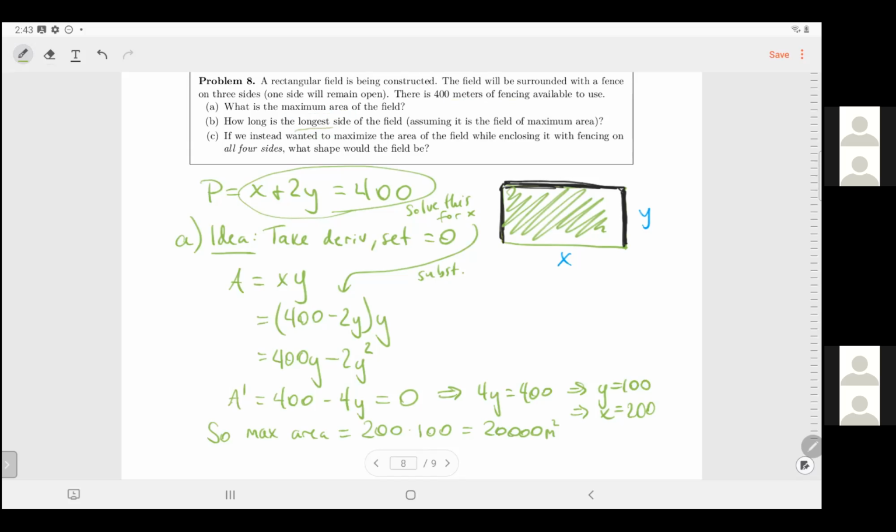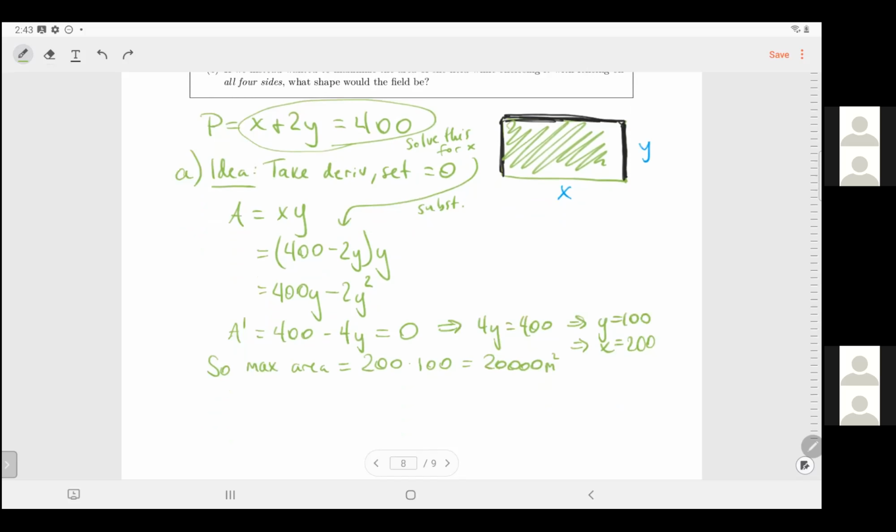The longest side of the field is actually just x, and we know that's 200. Okay. There's an alternative way to solve part A where you don't figure this out, and so you have to do a little bit of work in part B, but we did it. So longest side equals x, which is 200 meters.